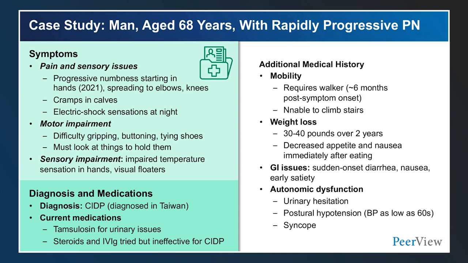He had decreased appetite and nausea immediately after eating. He had sudden diarrhea. He would eat a bite and all of a sudden have to go to the bathroom, with nausea and early satiety, and autonomic dysfunction with urinary hesitation, postural hypotension, systolic blood pressure going as low as the 60s, and he even passed out a few times. So what do you think, Dr. Kaku? All the red flags are here, I think.